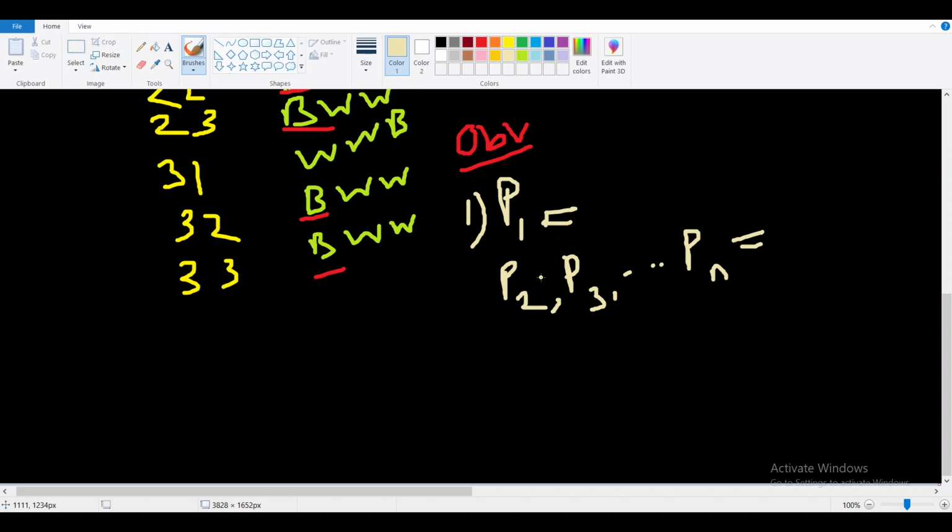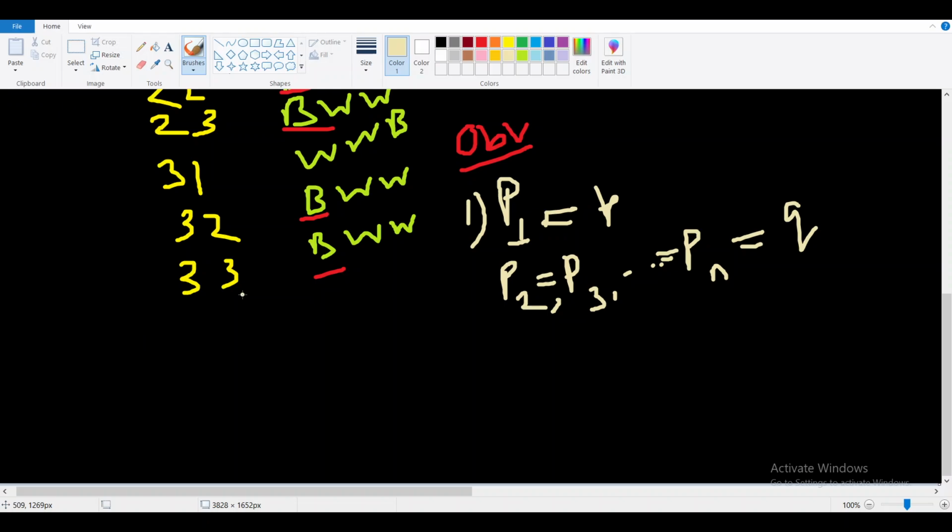P2 equals P3 equals N equals everything. Okay, this is something, let's say P, and let's say this is Q. So that is the first observation: for the ball being at any index other than 1, the probability is the same. Now how can we calculate this P1 and the others?